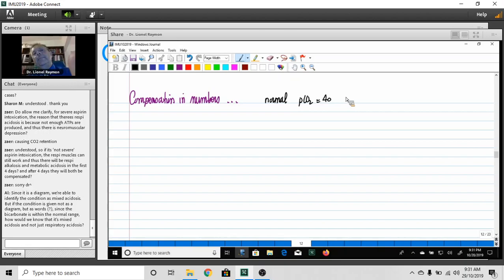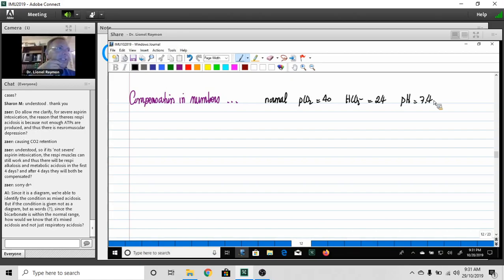So remember, normal CO2 of 40, bicarb of 24, and pH of 7.4. Of course, give yourself some leeway around the PCO2, 35 to 45. Of course, your bicarb about 20 to 28, your pH about 7.3 to 7.5. But let's put this as our central portion.